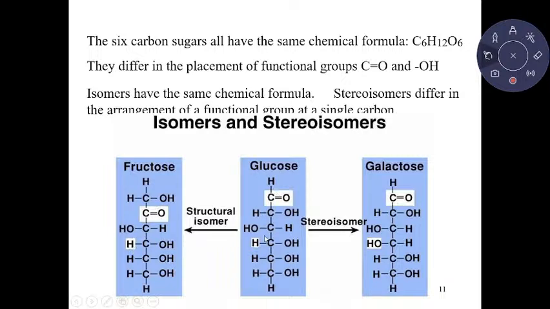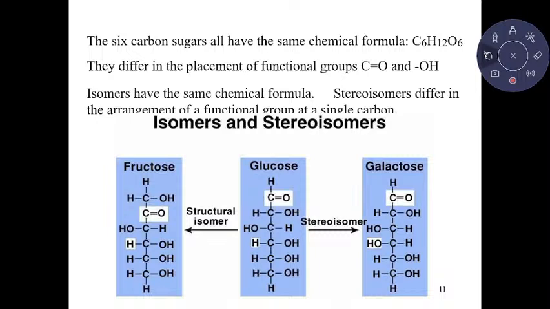So this is the same chemical formula, but it has a different arrangement of functional groups. These are functional groups. See how they have arranged. All others are the same, but only here it's different. In fructose, the C double bond O is present in the second carbon, right? Second carbon, like that.